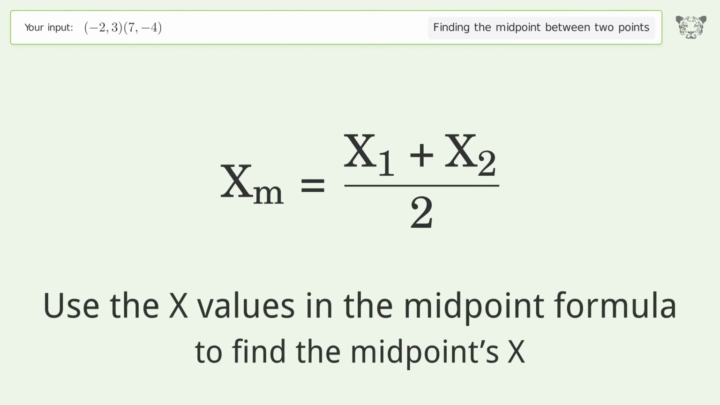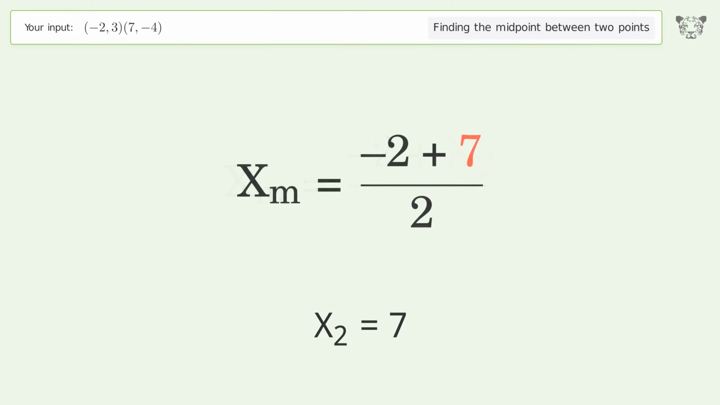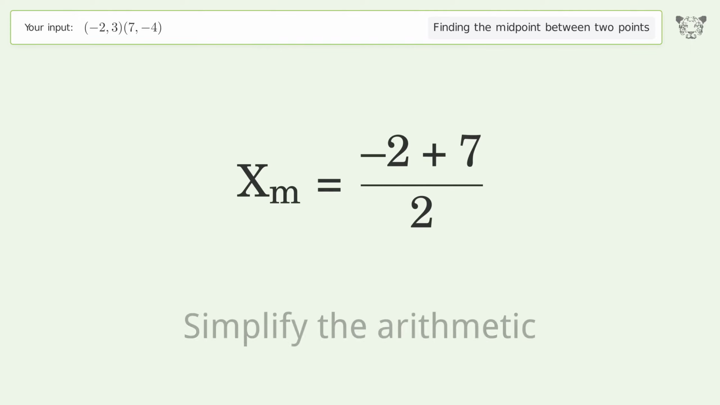Use the x values in the midpoint formula to find the midpoint's x. x1 equals negative 2. x2 equals 7. Simplify the arithmetic.